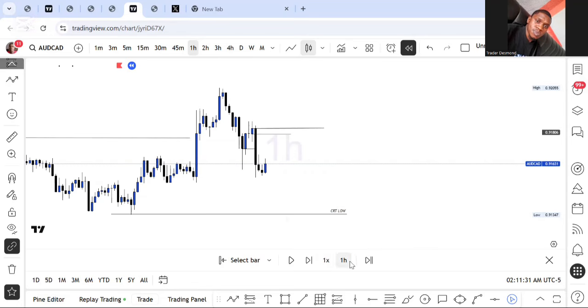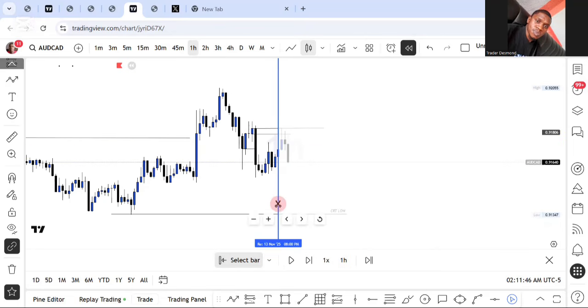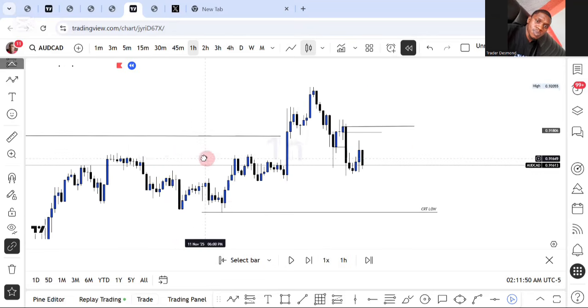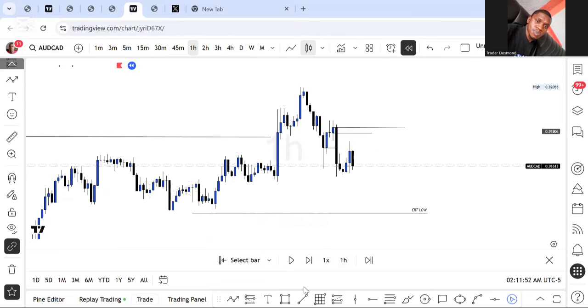So let me play it, then we'll see what we can have here. Let's play it and see. So the market started going to the upside, going to the upside. Okay, now this is the liquidity. Oh no, this is too fast. Let me take this back. So now you can see that this is the liquidity that the market created for us, right?